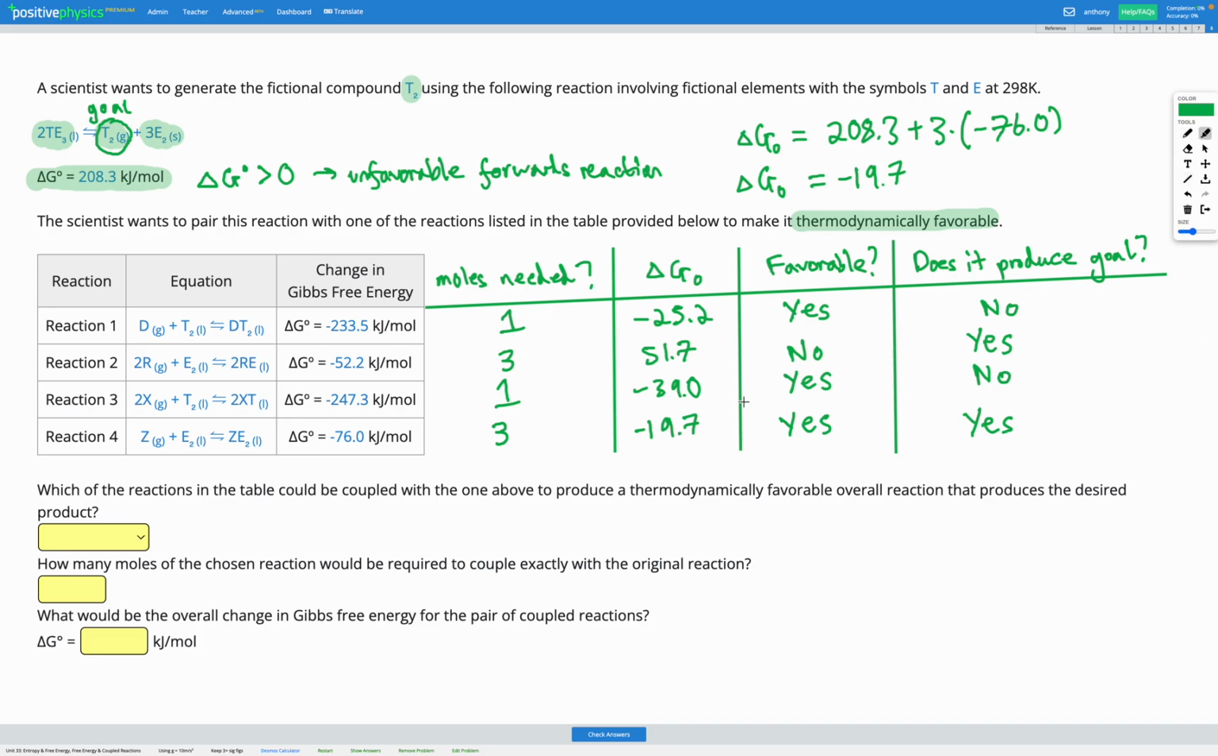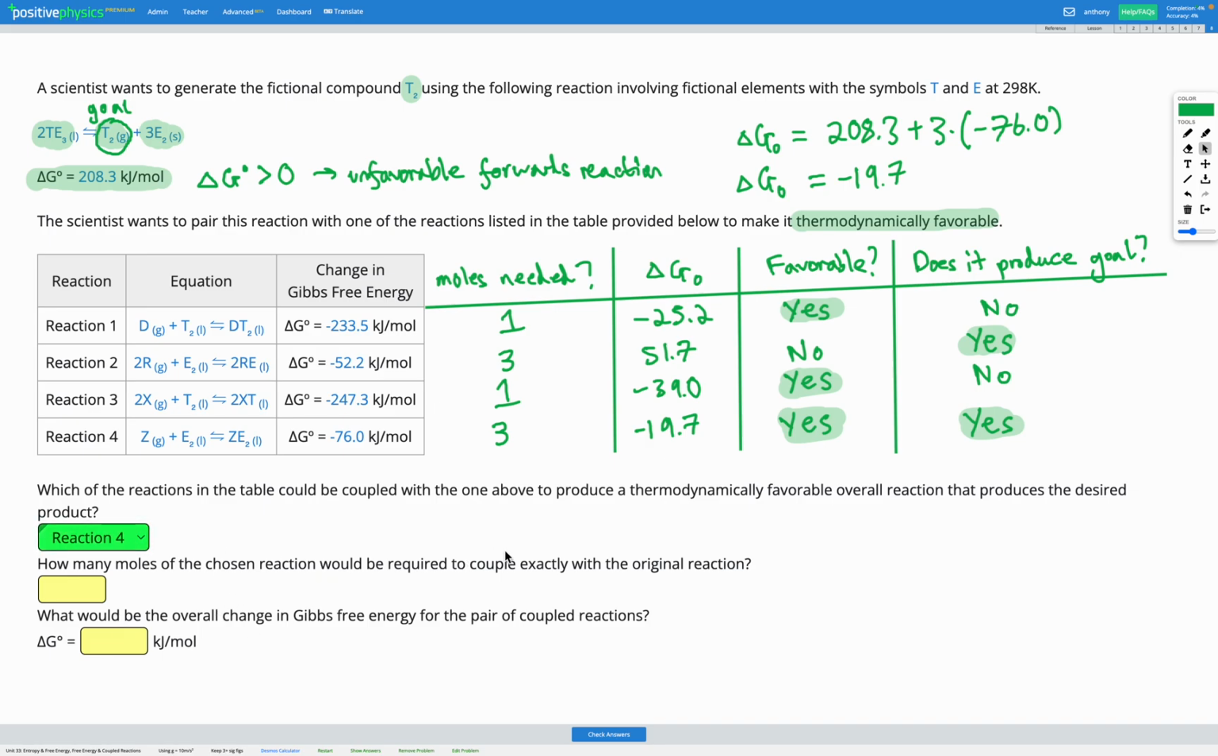So when we're choosing which of these reactions will work to couple with our given reaction, produce our goal in a favorable way, reaction 1 is favorable, but it doesn't produce our goal. Reaction 2 produces our goal, but it's not favorable. Reaction 3 is favorable, but it doesn't produce our goal. Only reaction 4 is favorable and produces our goal compound, which is T2 in this question. So which reaction could be coupled? It's going to be reaction 4.